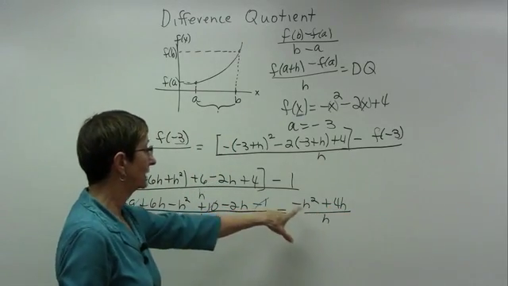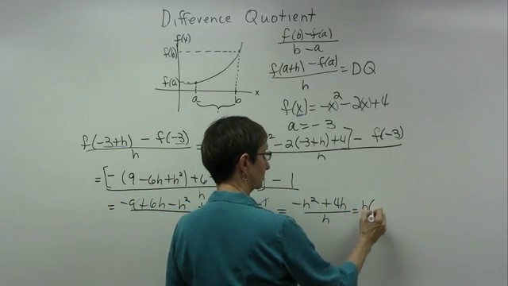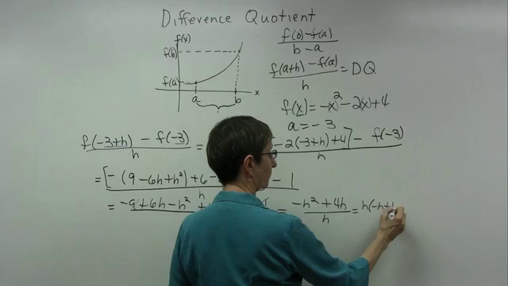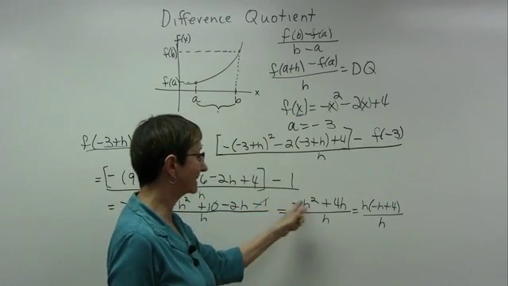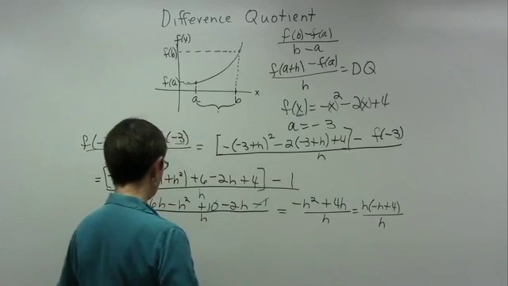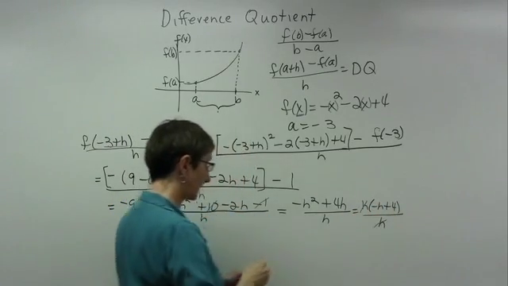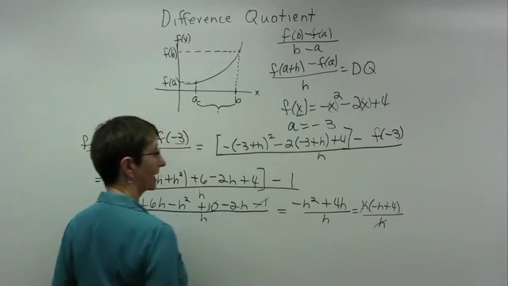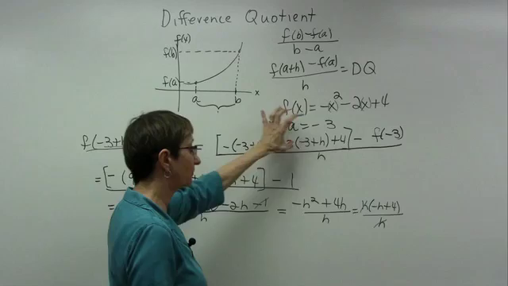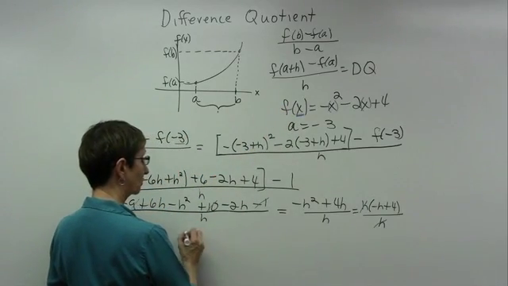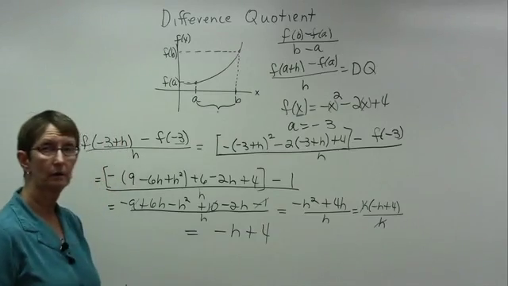I'll need to either factor an h out of the top. That's what I'll do, and I'm left with negative h plus 4 over h. Or you could think of this as dividing each term by h. So my h's here will cancel because it's all multiplied and divided. And I'm left with negative h plus 4. So my difference quotient for this function is just equal to negative h plus 4.